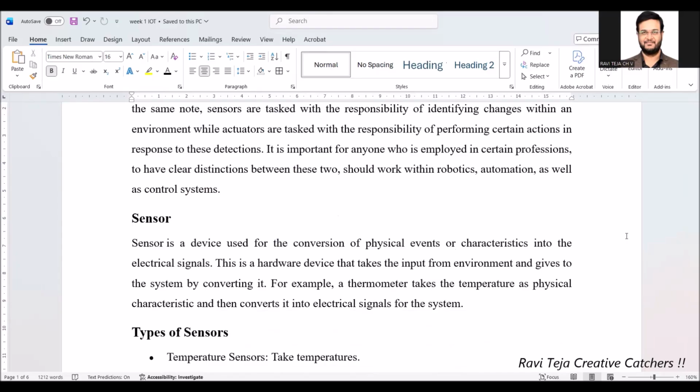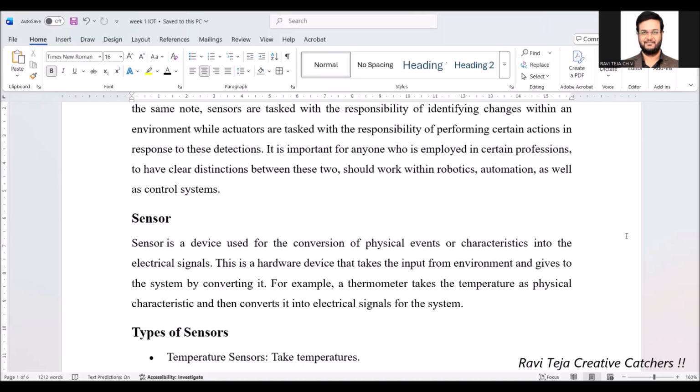So suppose we get a fever, okay? This particular thermometer is used to capture the physical events of the body temperature, and it will be converted into an electrical signal, and further due to some processing, that particular temperature will be converted into degrees Celsius or Fahrenheit, and it will be displayed on a small display. Okay, so this is a best and basic example of how a sensor works.